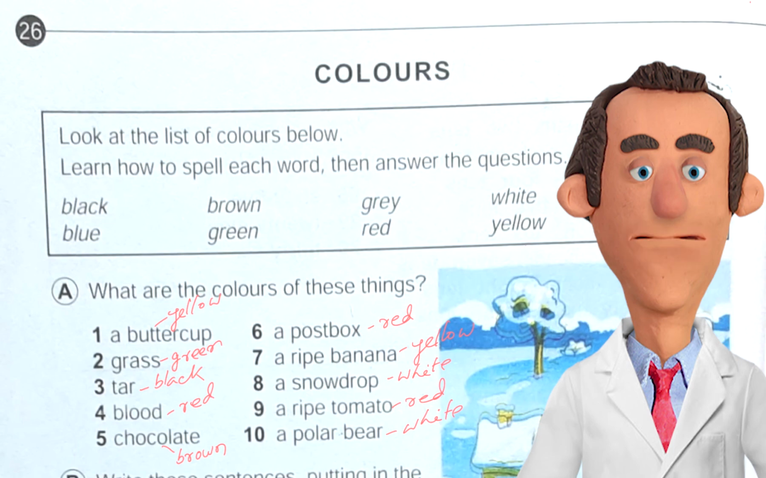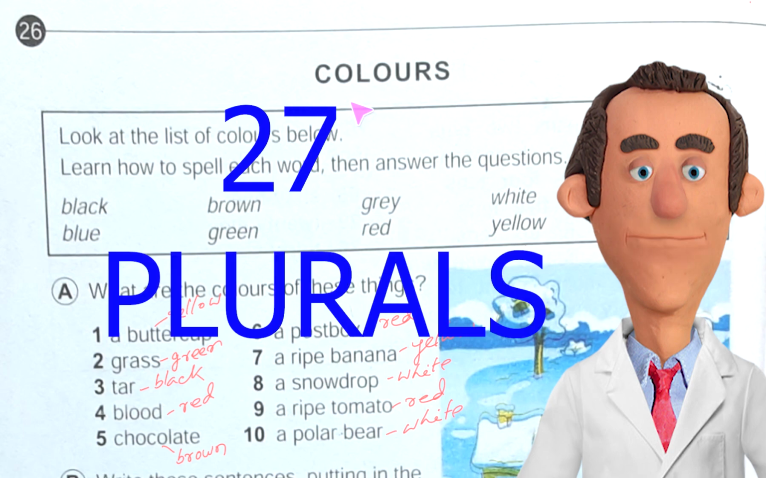Today I have done another page, that is 26 number page from Junior English Book 1, and today we have done the topic that is colors. Next day we will do page number 27, and there we will find the topic that is plurals.